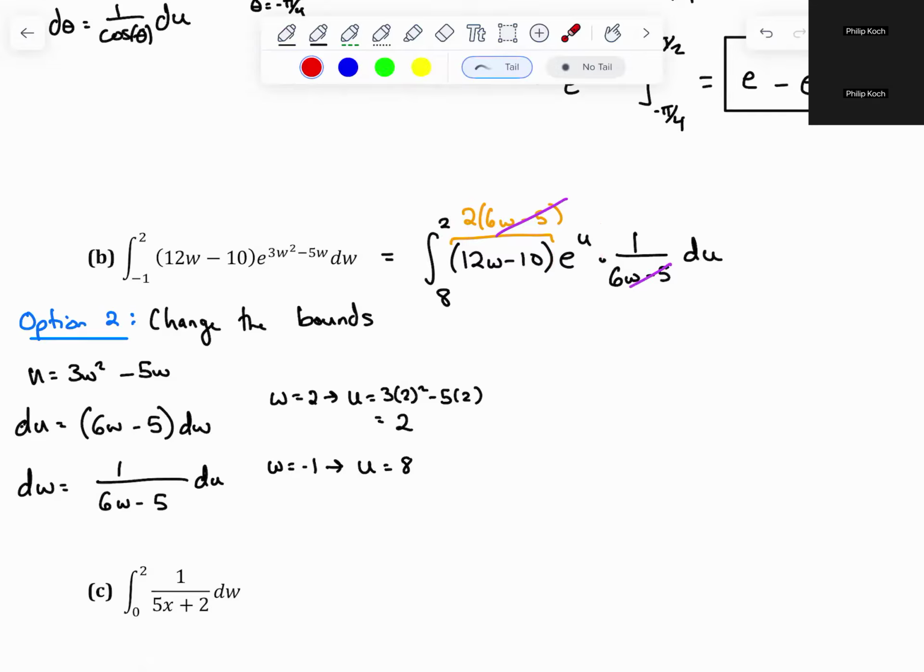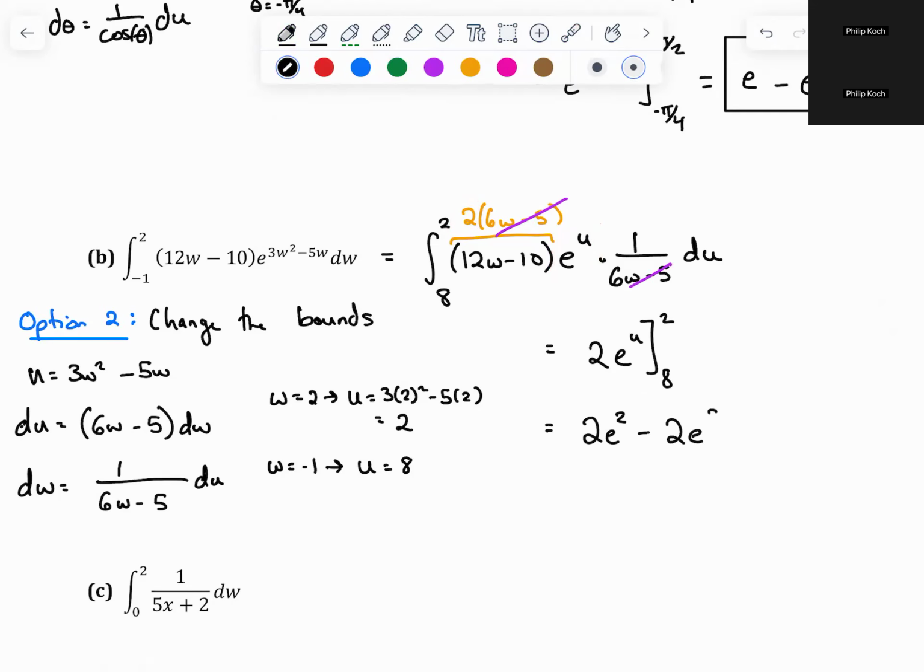So the integral of 2e to the u is 2e to the u. And thusly, we found the antiderivative, it's 2e to the u, evaluated from 8 to 2, which is 2e squared minus 2e to the 8th. And that is our answer.